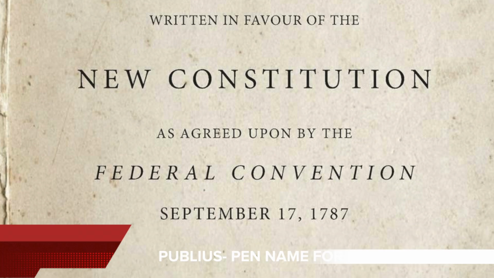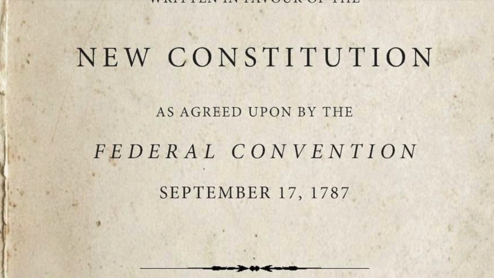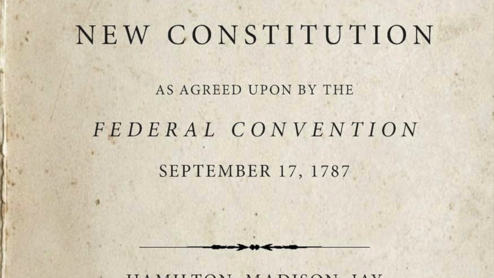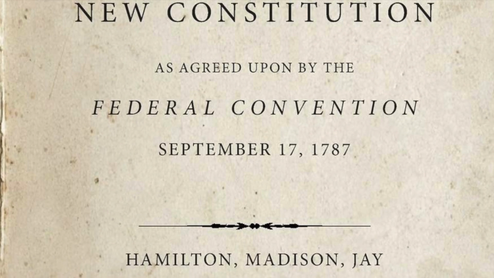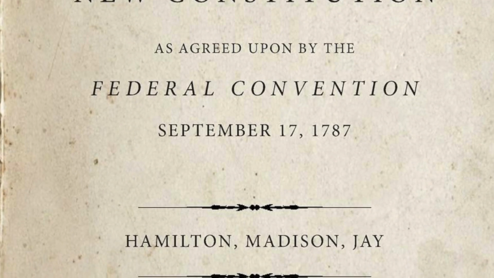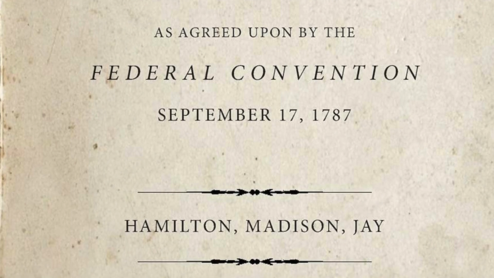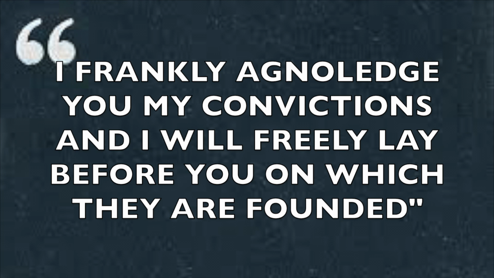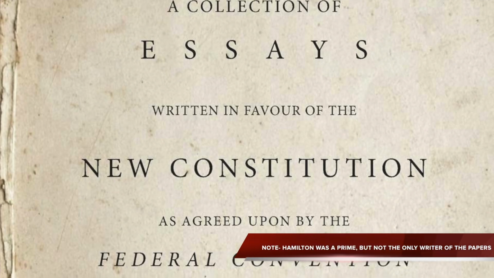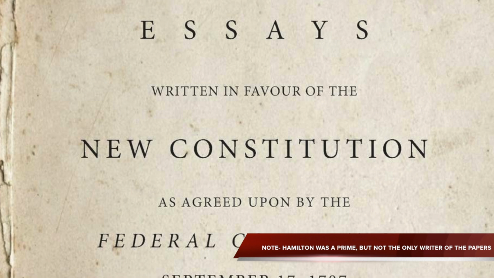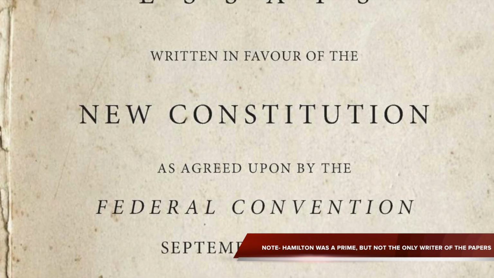Hamilton initiated the project and announced the motive to convince readers that the safest course for your liberty, your dignity, and your happiness was to adopt the new plan of government. I quote, "I frankly acknowledge my convictions, and I will freely lay before you the reasons on which they are founded." End quote. That was said by Hamilton, and it has a deep meaning. So basically, in all these 85 articles, he laid out each and every single reason. He laid out what the Constitution was to start with.